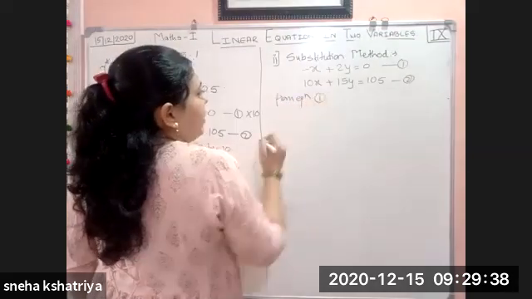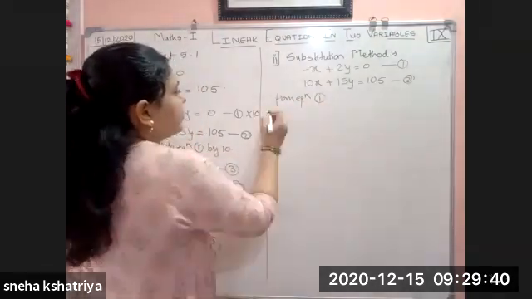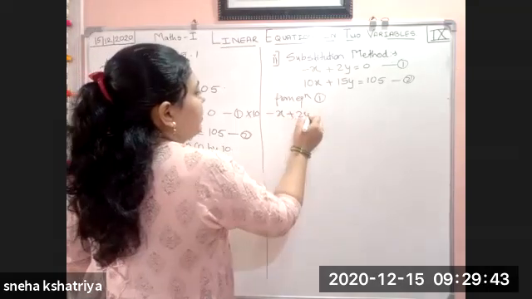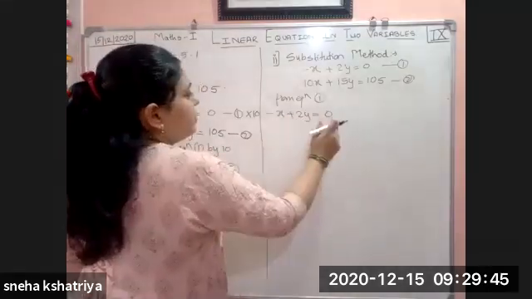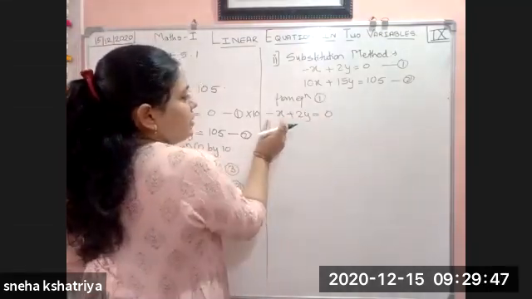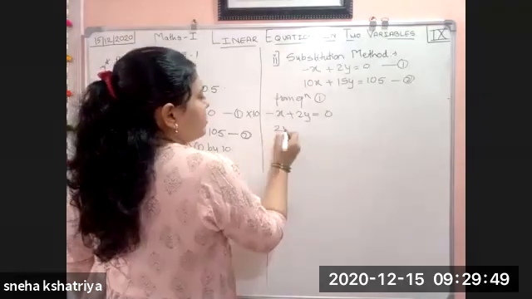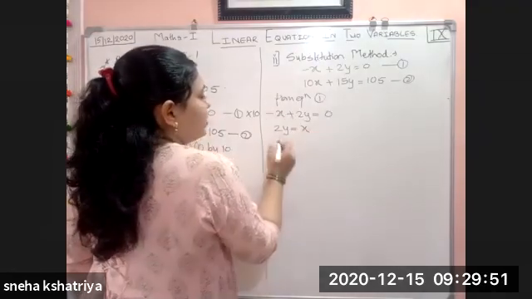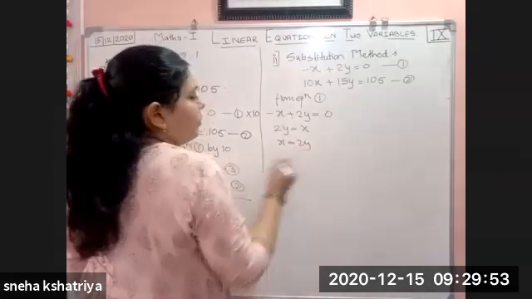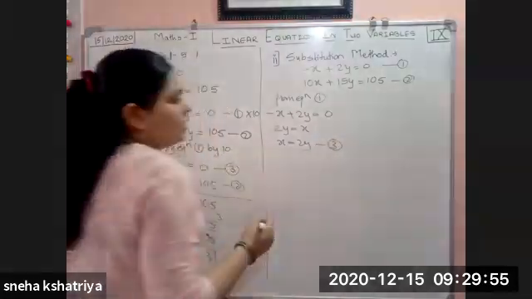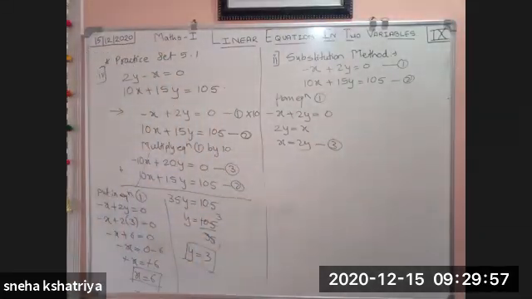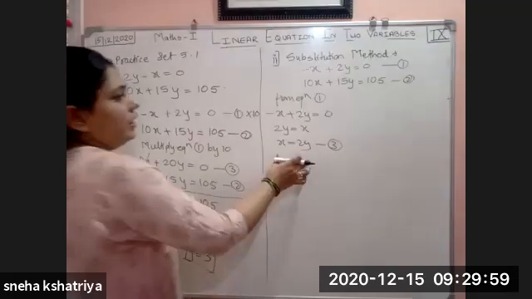From equation 1. What is equation 1? It is minus x plus 2y is equal to 0. Shift it to the right side. It will become plus, because minus x is there. It will become plus 2y is equal to x. Means x is equal to 2y. So this becomes equation number 3.